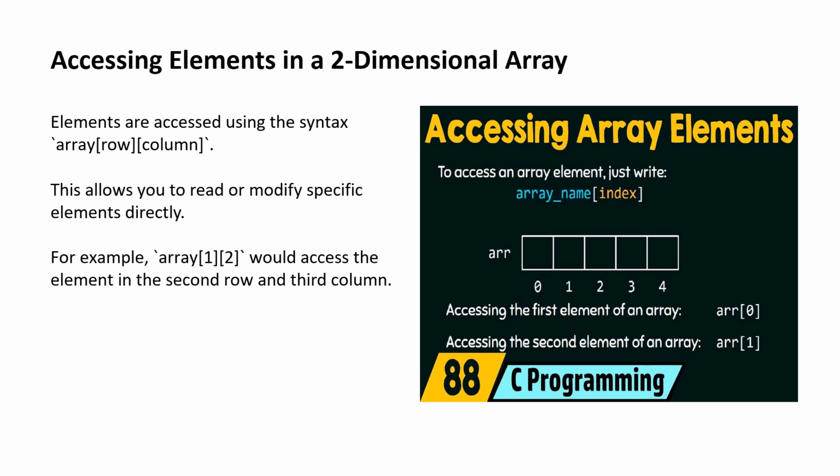Accessing elements in a two-dimensional array. Elements are accessed using the syntax array[row][column]. This allows you to read or modify specific elements directly. For example, array[1][2] would access the element of the second row and third column.